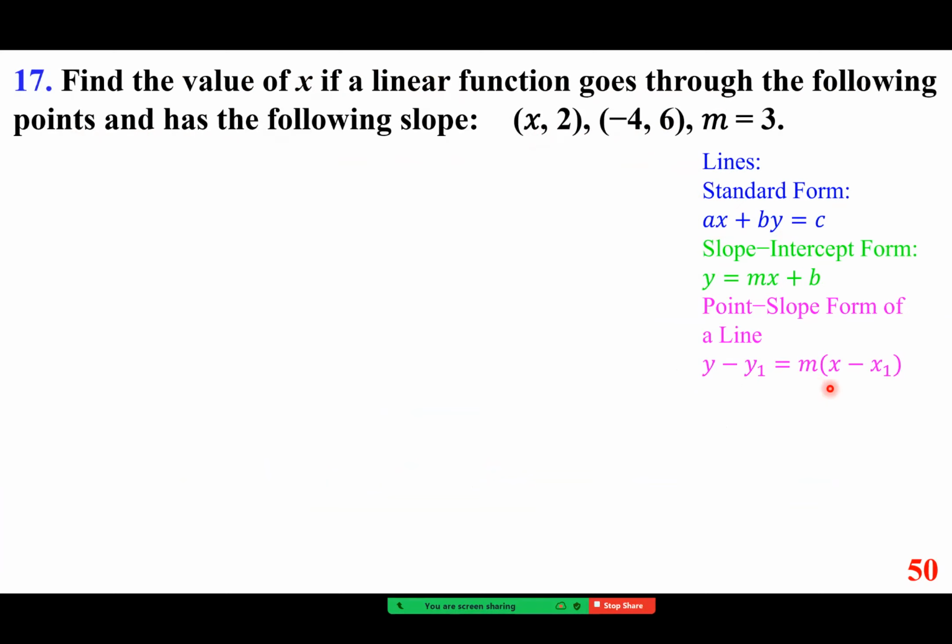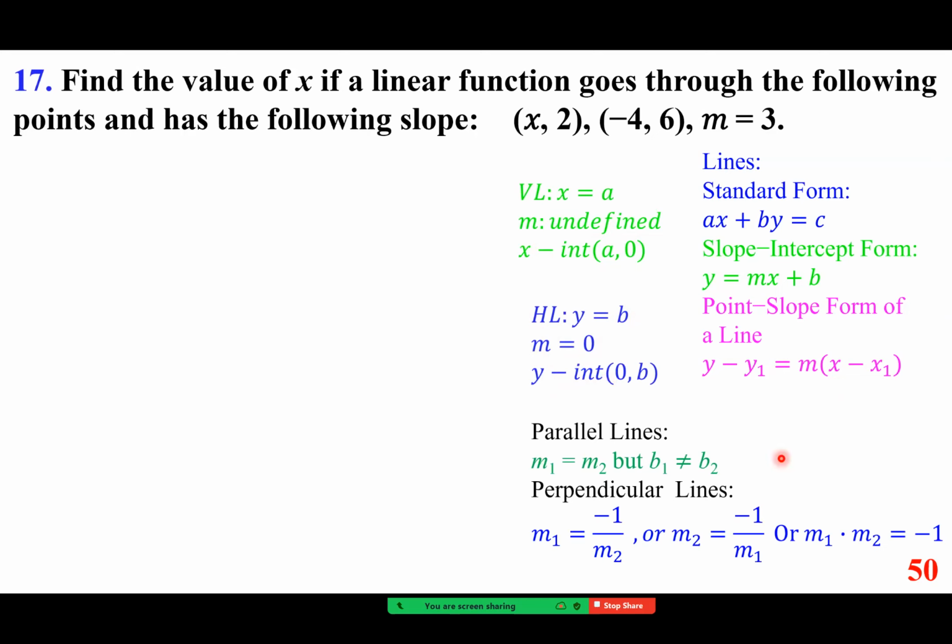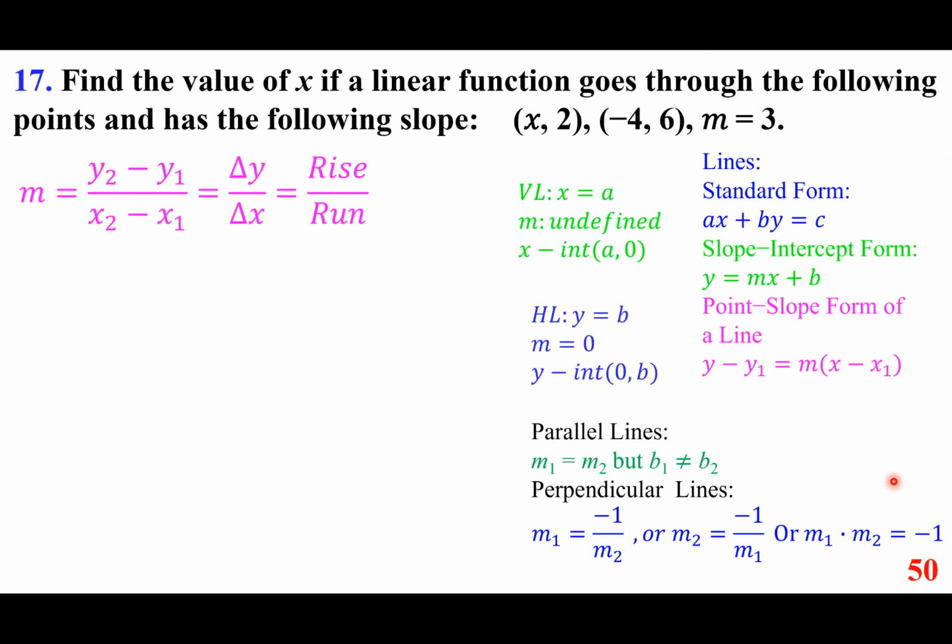And therefore, again, vertical line x equals a, m is undefined, x intercept is a, 0. Horizontal line y equals b, m equals 0, y intercept is at 0, b. Two lines are parallel if they have equal slopes and different y intercepts, and perpendicular if the product of their slopes is -1, or one is the negative reciprocal of the other. And so with that being the case, we are looking at rise over run. So if we were to write this, we would write m is 3, so 6 minus 2 over 4 minus x.